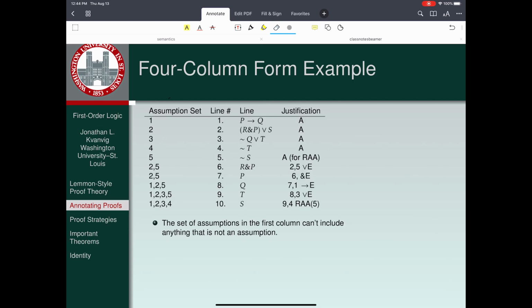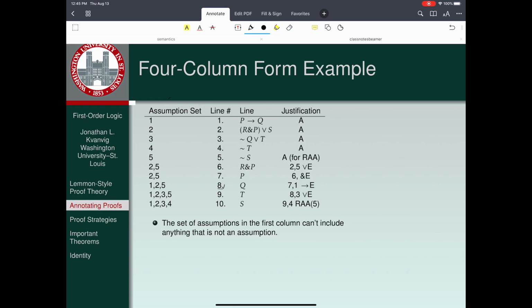Under no circumstances can you have a line number in the assumption set that isn't itself the line number of an assumption. It's only assumptions that show up in the assumption set. I emphasize this because I promise that one of the simple mistakes that you're going to make is annotating the assumption set incorrectly by putting a line number in there that isn't really an assumption. So for example, look at line 8. You used 7 and 1. We used 7 and 1 by arrow elimination to get Q.